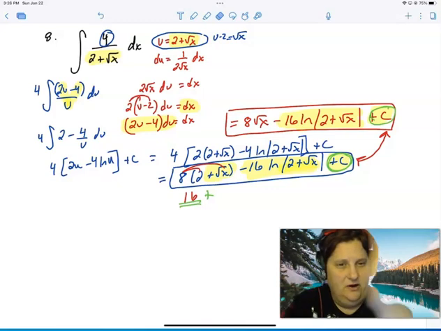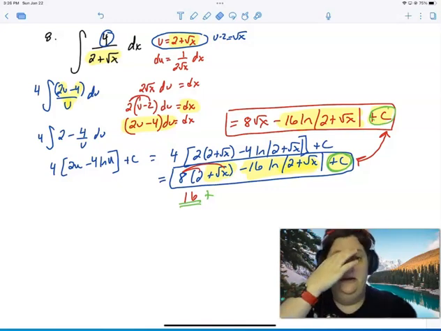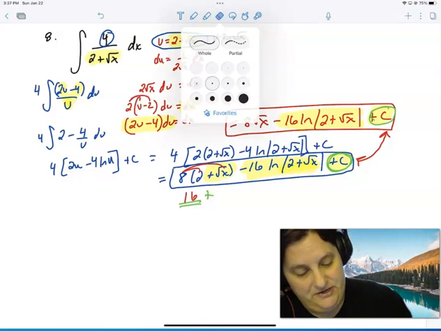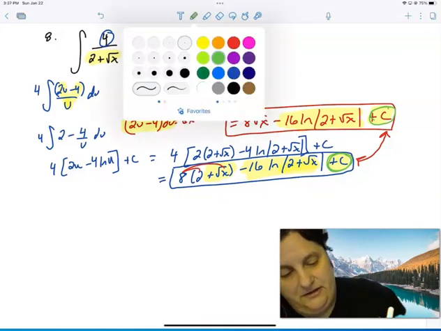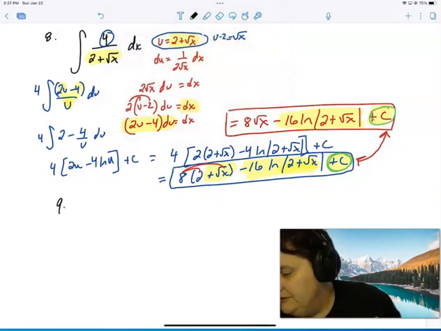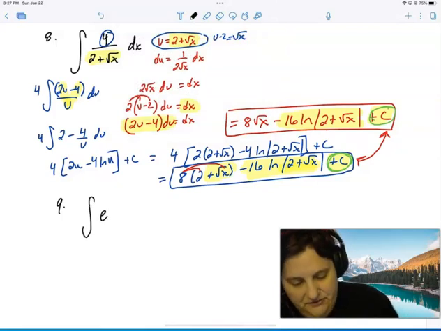That's okay. It's like that constant got absorbed in that plus C at the end. Okay, so I just wanted to mention that to you in case you see something like that on a multiple choice test. All right, let's check out these last two.